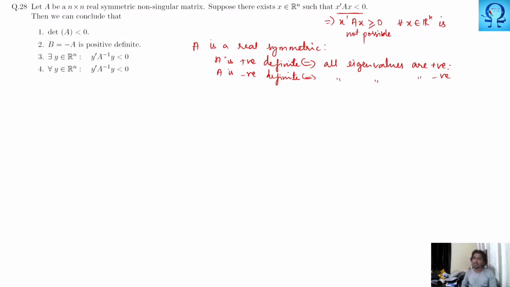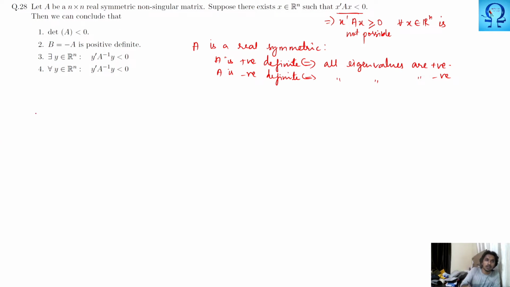In a similar fashion, you can define positive semi-definite and negative semi-definite, or non-negative definite or non-positive definite. If A is positive semi-definite, all the eigenvalues are non-negative, either positive or 0. This way you can define them.